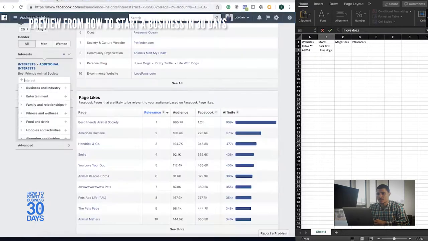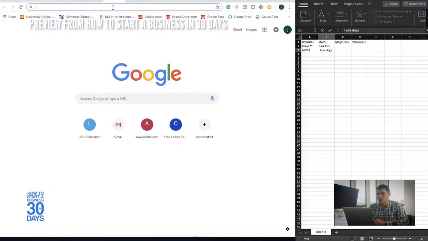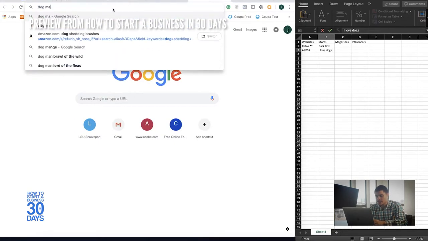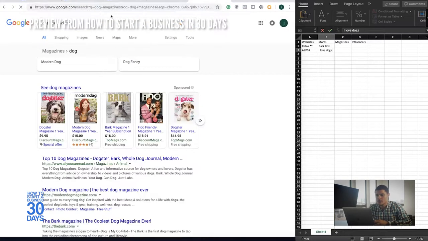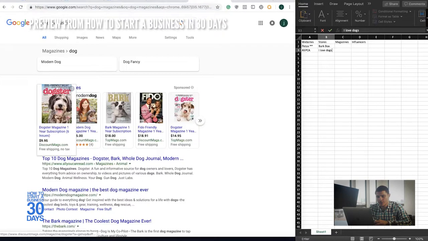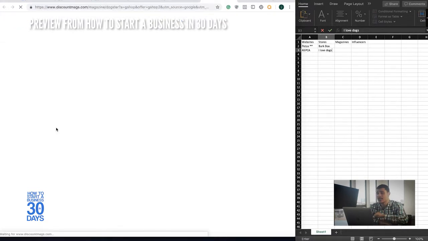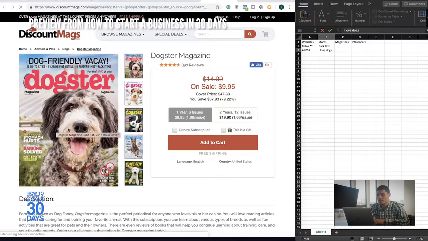So another thing too, right? We're looking for magazines, influencers, and stores. So let's just type in dog magazines into our search bar. Dogster. And here's the thing too. This is another nugget. Take your pencil out, write this down. One thing that you're gonna wanna think about is dog magazines, right?